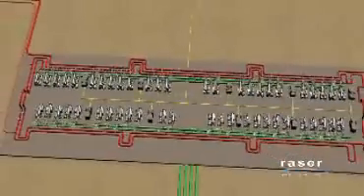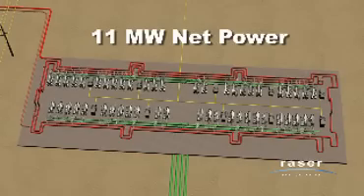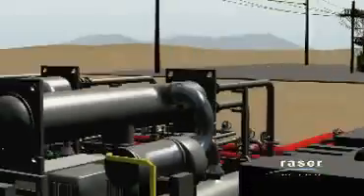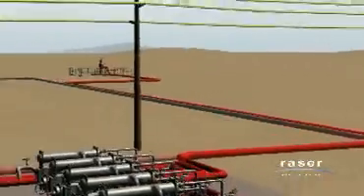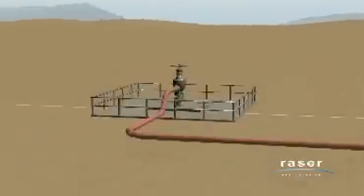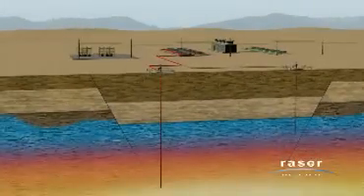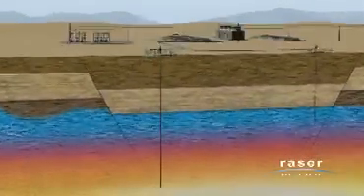By combining the power from all 50 units, about 11 megawatts of net power is generated in this first phase of the plant. The well water, now about 70 degrees cooler, is passed to injection wells where it is pumped back into the aquifer. There, it is heated once again by hot rocks deep underground and circulated back to the surface through production wells to repeat the power generation cycle.